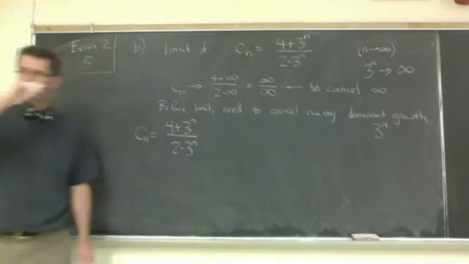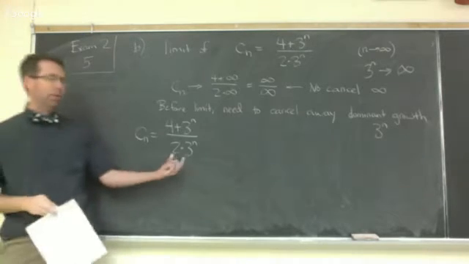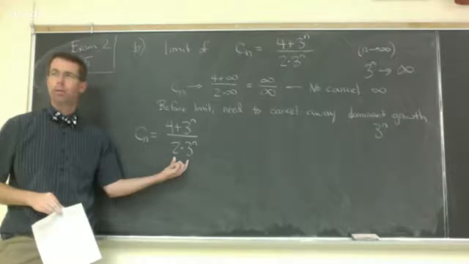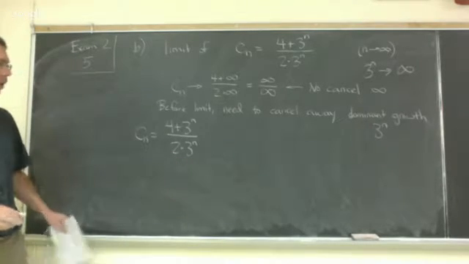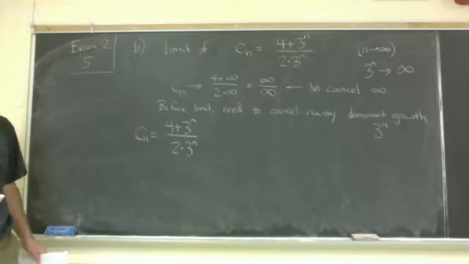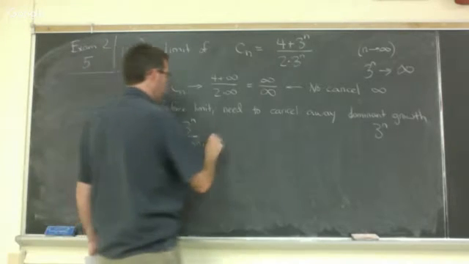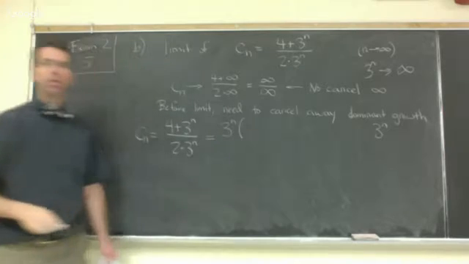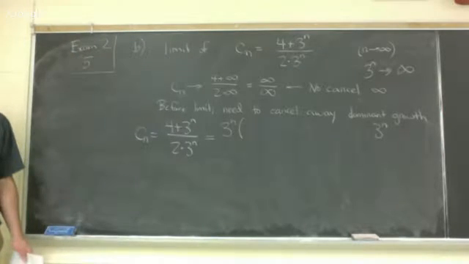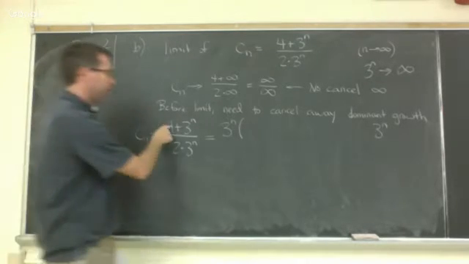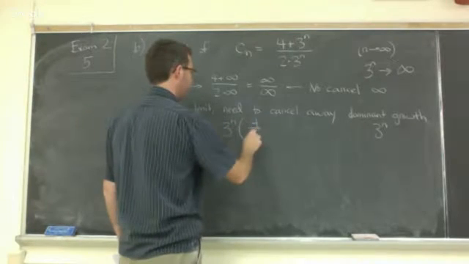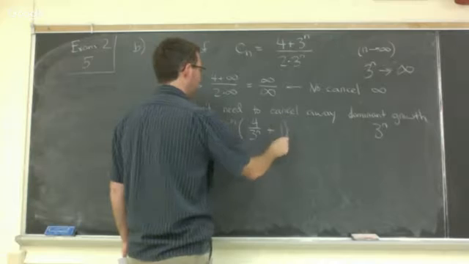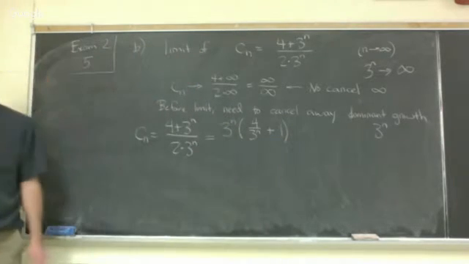Now the reason that most people had trouble with this is they didn't know what to do with the 2 times 3 to the n in the bottom. So I'm going to factor out 3 to the n from the top and the bottom, which means I'm going to divide every term by 3 to the n. So I get 4 over 3 to the n plus 3 to the n over 3 to the n is 1. Okay?